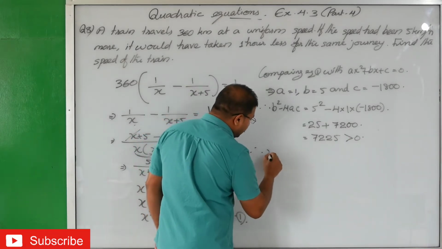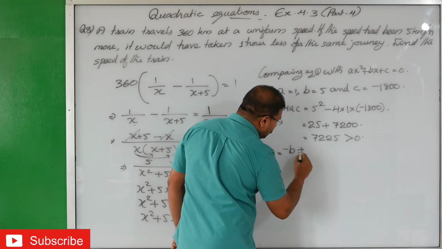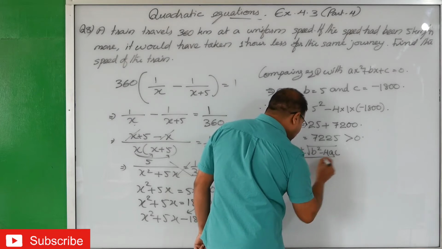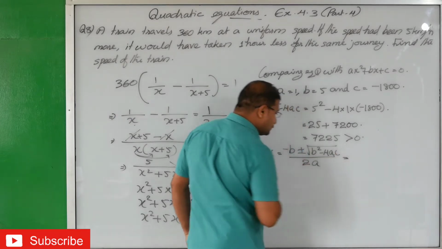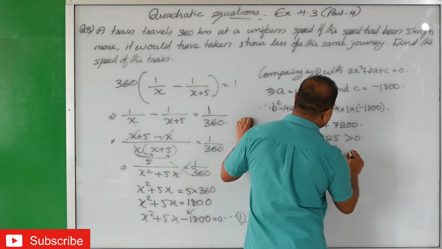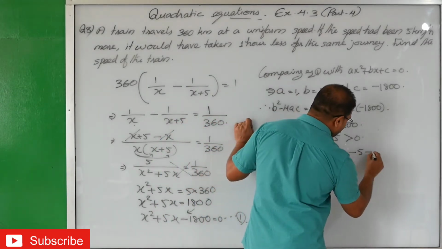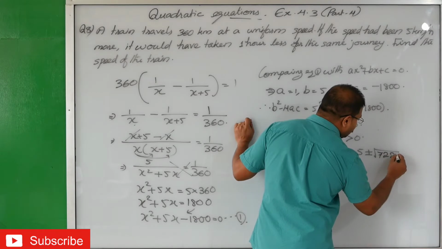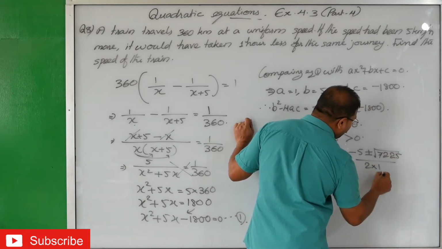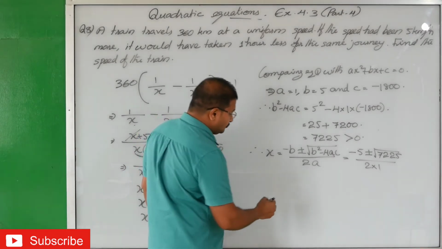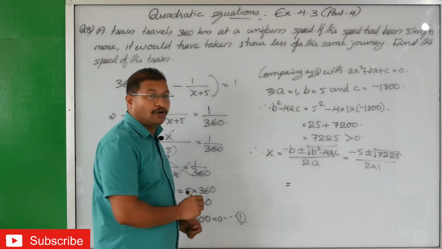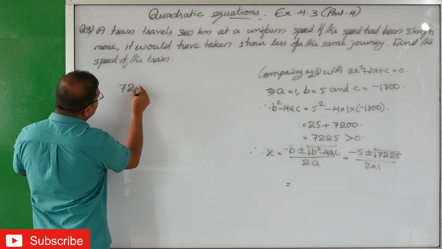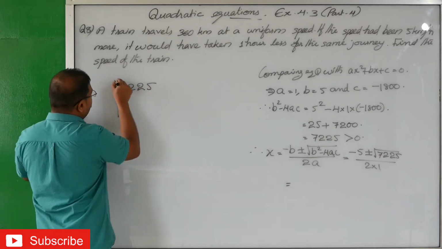x equals, you can write directly. Therefore, x equals minus b plus or minus root of b square minus 4ac by 2a, equals minus b means minus the value of b, which is 5, plus or minus root of 7225 divided by 2 into 1, that is 2a. Now we will take the square root of 7225. Ready? Now what will we do?